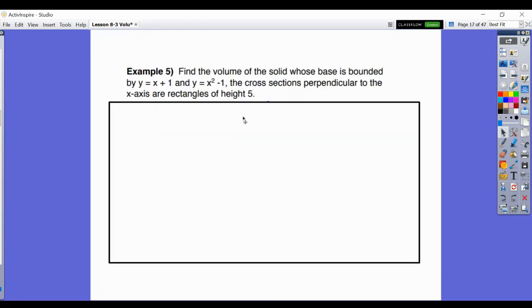And for the last example, I've got a volume of a solid bounded by 2 different functions. So you're going to want to graph both of those functions. And then the cross sections are perpendicular to the x-axis and they're rectangles, always with a height of 5. Pause the video, see if you can draw or visualize a picture of what that would look like and solve the problem.